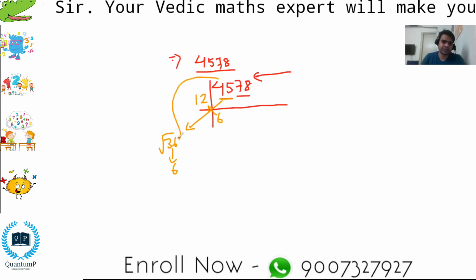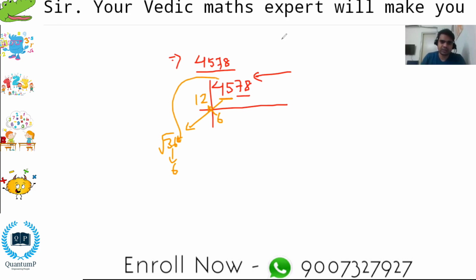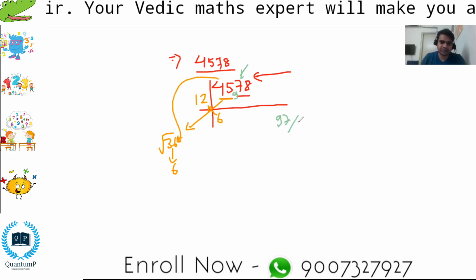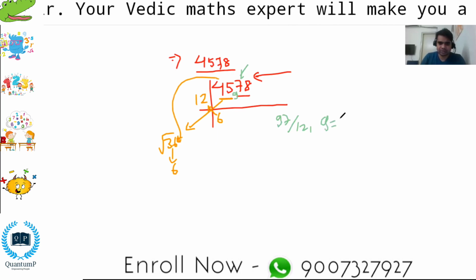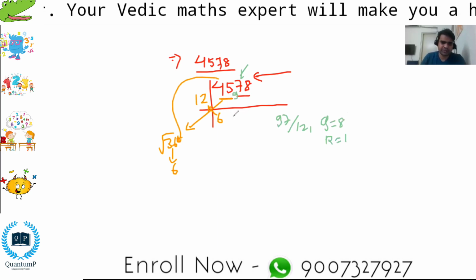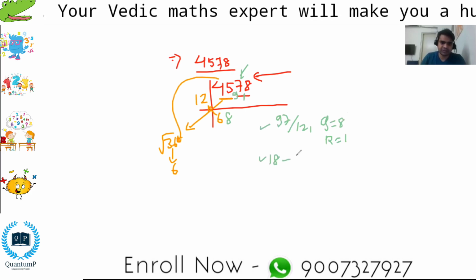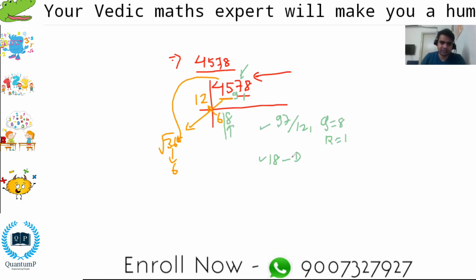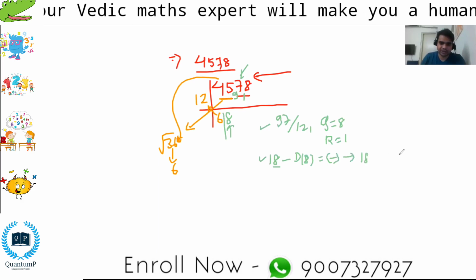Then we'll do 45 minus 36, which is 9. So 9 here. Then we have 97 divided by 12. Quotient is 8, remainder is 1. So we have 18. Next step, 18 minus duplex of, after writing this line, we'll take the duplex of this 8. 18 minus duplex of 8, which is negative, because 18 minus 64 is a negative number.